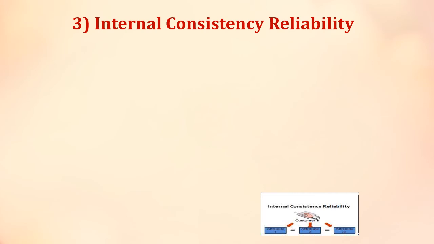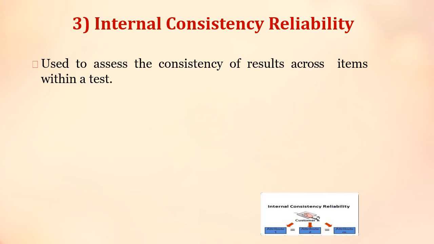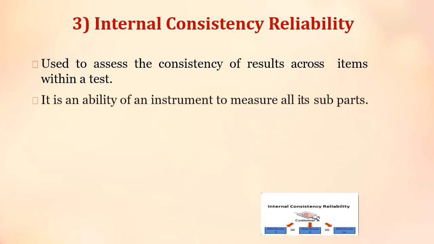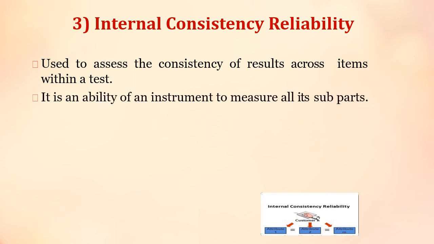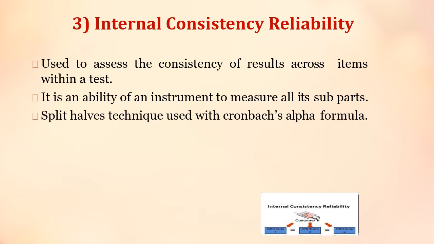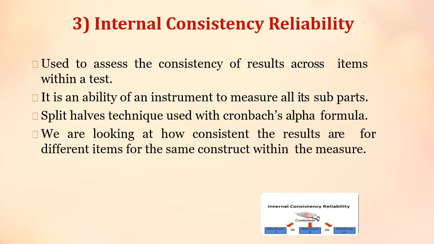Next is internal consistency reliability. It is used to assess the consistency of the results across the items within a test. So it is the ability of the instrument to measure all its subparts. The split-half technique and the Cronbach alpha formula are used, and we are looking at how consistent the results are for different items for the same construct.